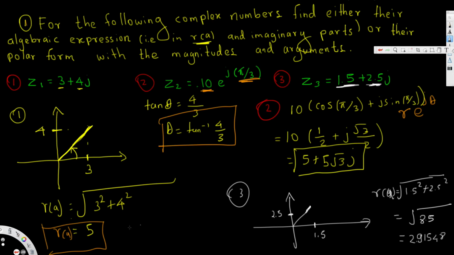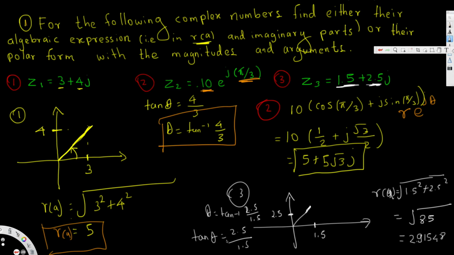And the angle we can calculate again. Tan theta is y over x. Y is 2.5, x is 1.5. So theta is going to be tan inverse 2.5 over 1.5. Okay, maybe I can ask that from Siri as well. Hey Siri, what is 2.5 over 1.5? 2.5 times 1.5 is 3.75. No.